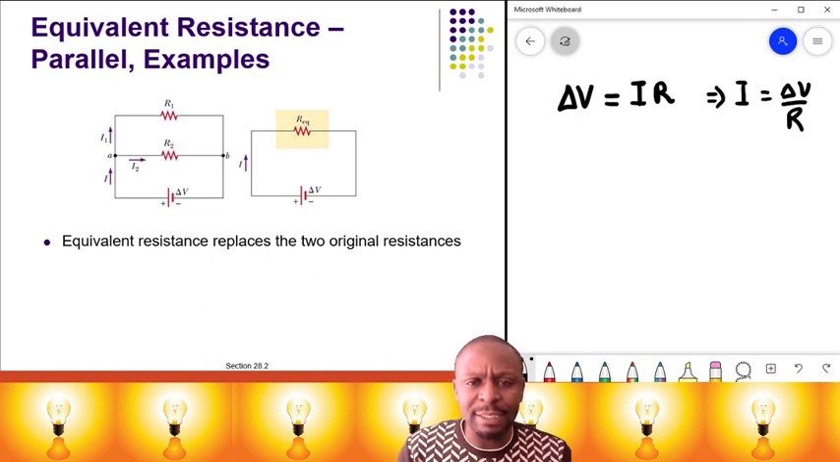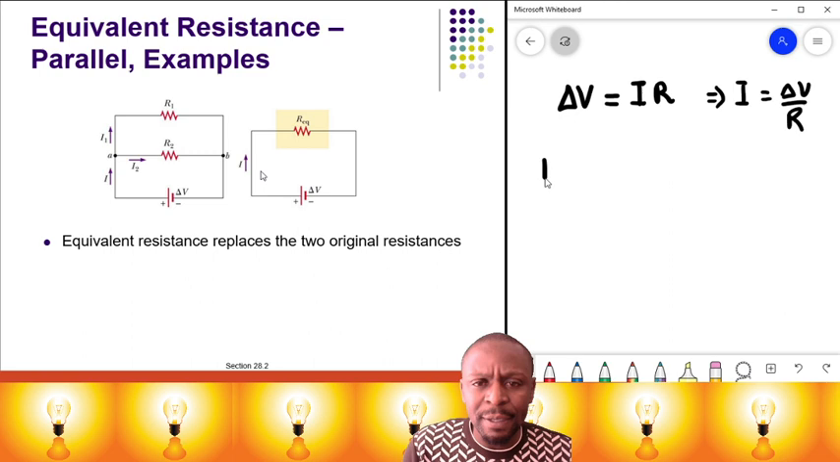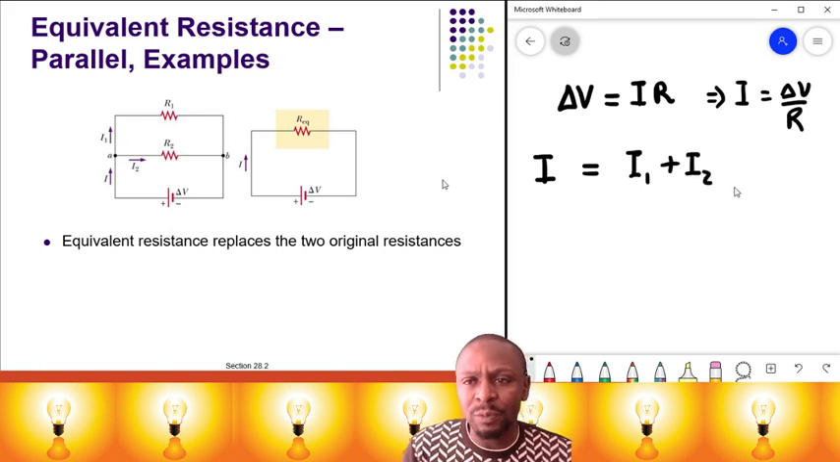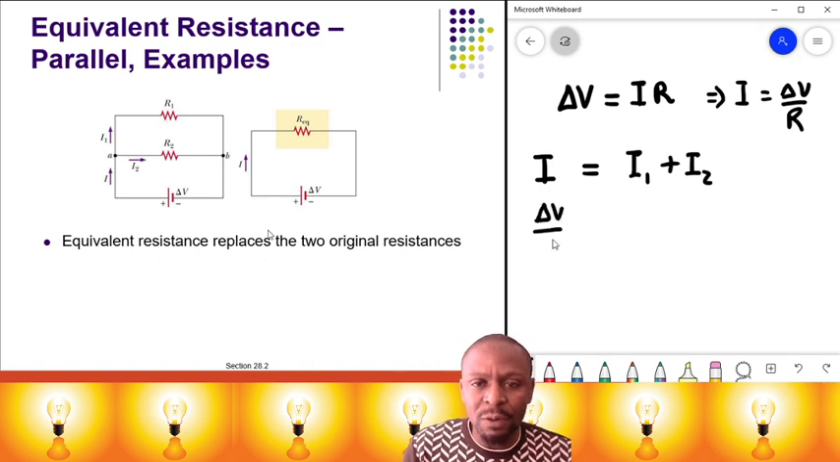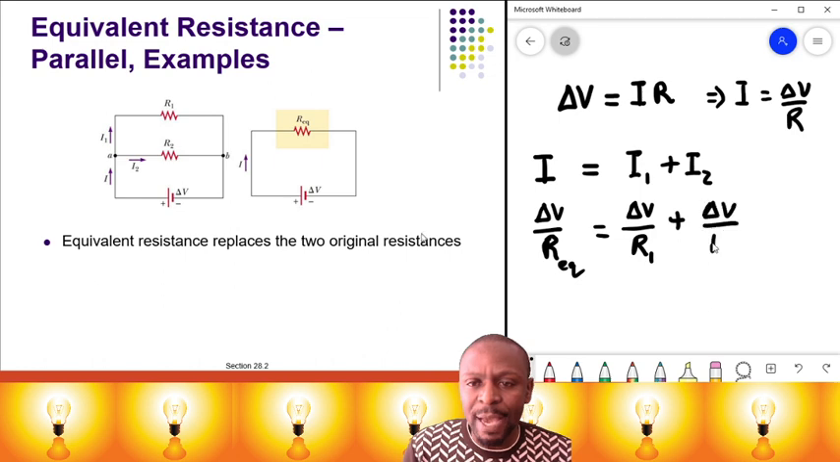It is just telling us that the total current is nothing else but is just given by I1 plus I2. But now the potential difference is just the same. So in this equation, I just want to write this in terms of I. Now I'm just going to have the change in V divided by R equivalent, which is nothing else but change in V divided by R1 plus change in V divided by R2.